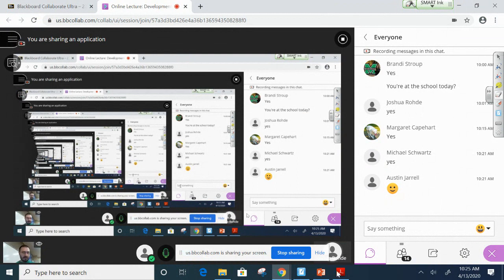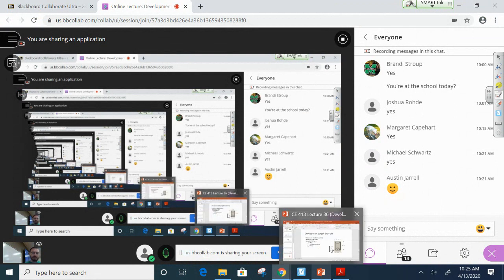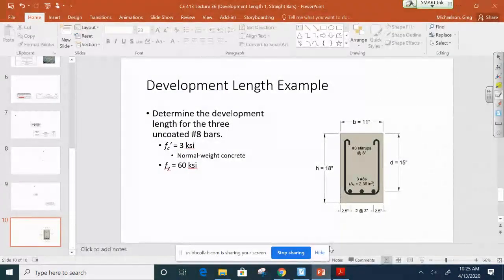All right, let's get right into an example. So I have here, we're going to determine the development length. Let me get my calculator here. We're going to determine the development length for the 3 uncoated bars shown. So here's the beam, and we're talking about these 3 bars on the bottom, the 3 number 8s. We're using 3 KSI normal weight concrete and 60 KSI steel.